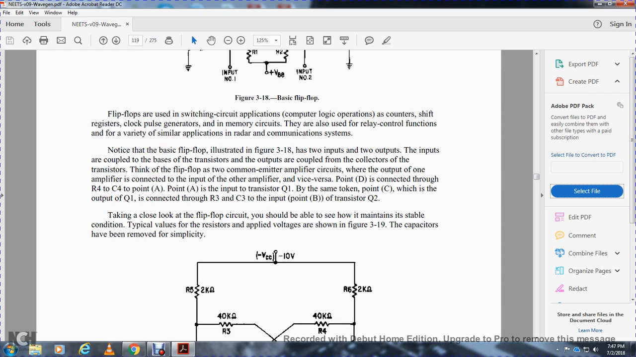The inputs are coupled to the base of the transistor. The outputs are coupled to the collector of the transistor. Think of the flip-flop as two common emitter amplifier circuits, where the output of one amplifier is connected to the input of the other amplifier, and vice versa.